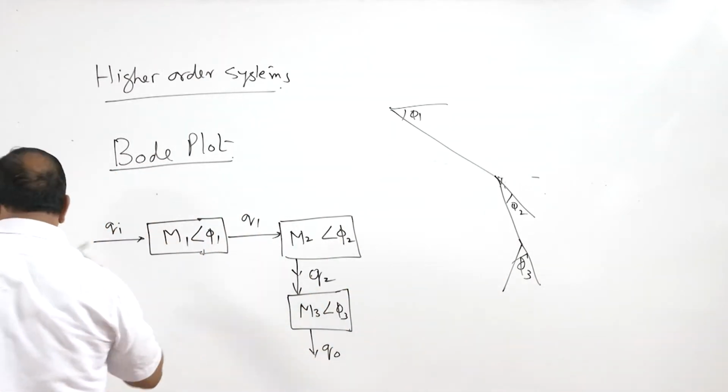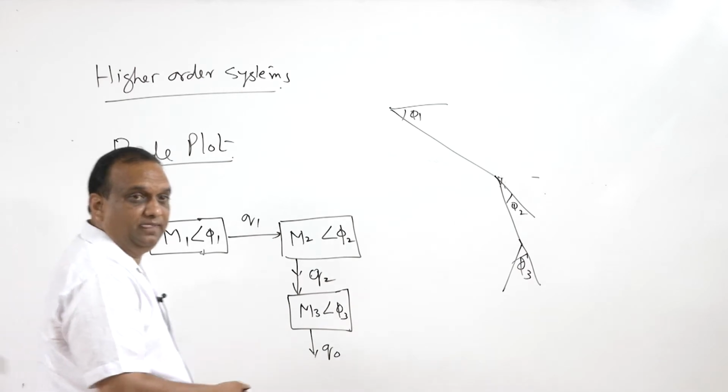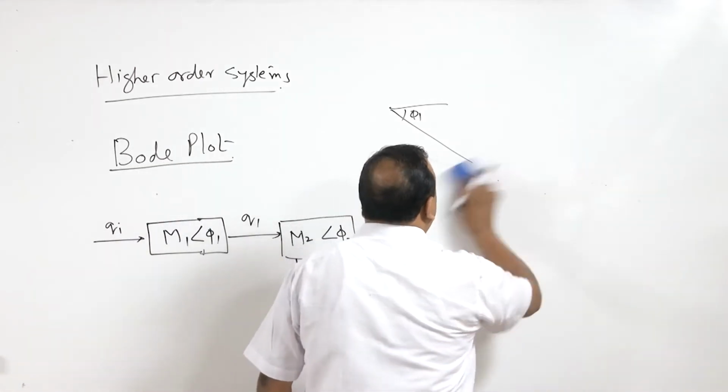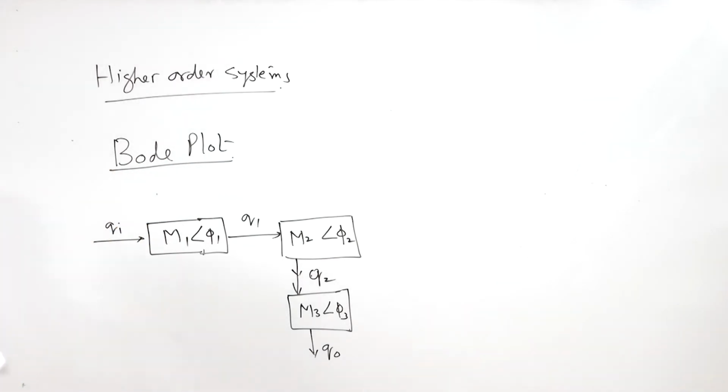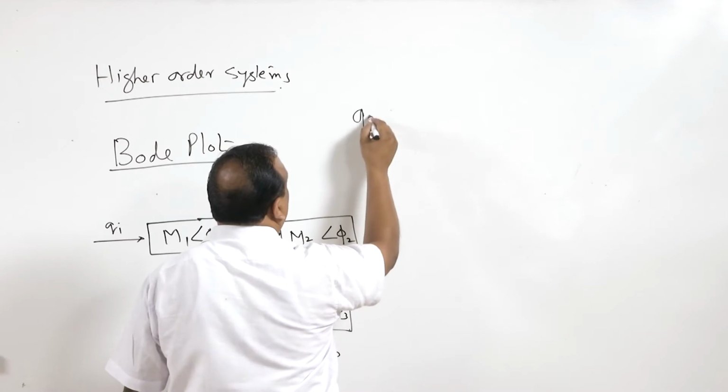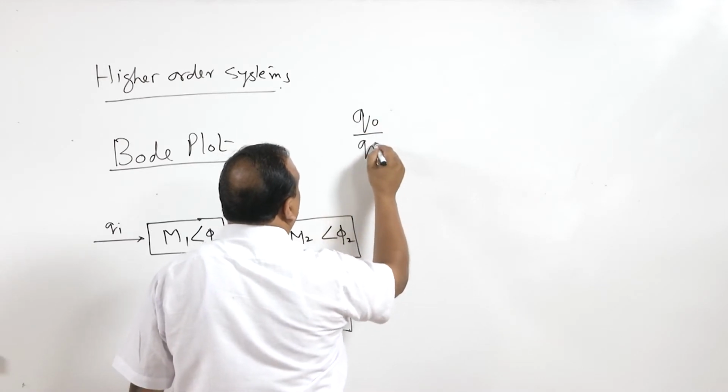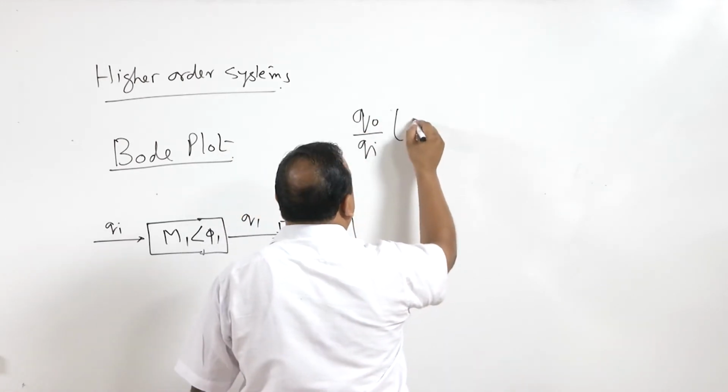Now the second issue is about the amplitude. How will we take the amplitude into account? In order to find the amplitude, let us say Qo upon Qi of i omega.